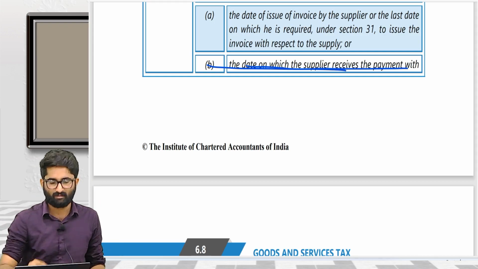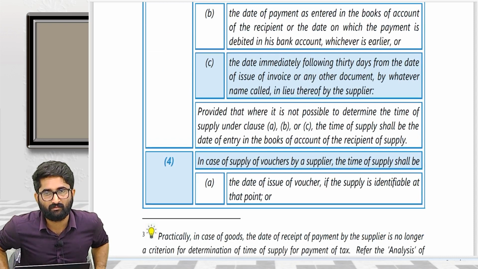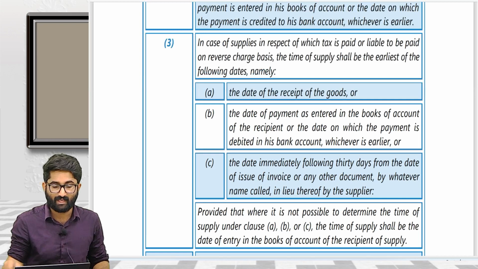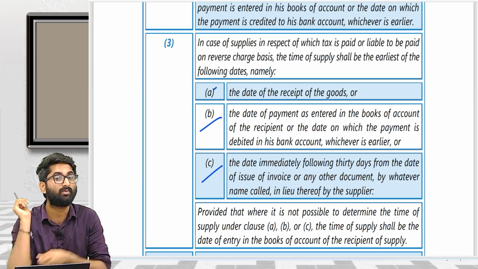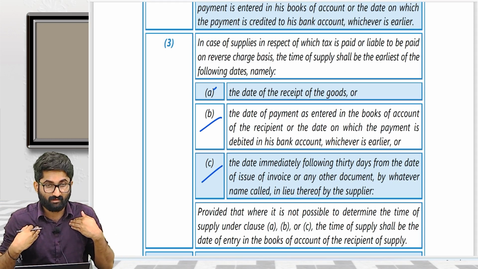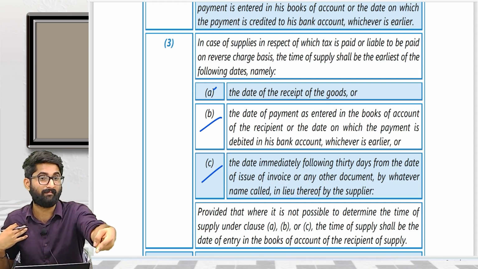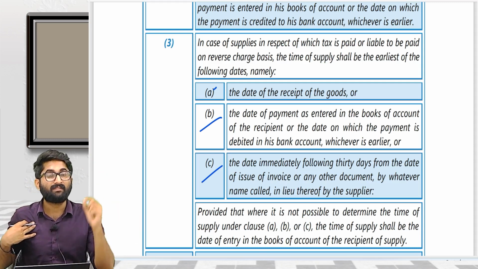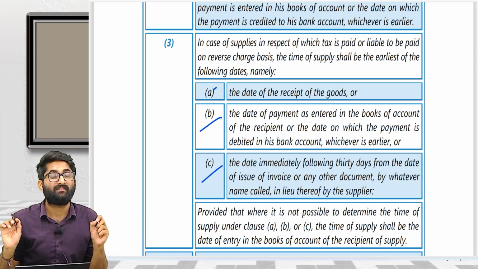But provided, one more point here, where it is not possible to determine as per A, B, C, then date of entry in the books of accounts of the recipient. Who is recipient? Me, myself. See, if I have purchased the goods, then the date of receipt of the goods by me, or date of payment done by me, or date of debit in the bank account by me, or 31st day from the date of invoice which I have received, whichever is earlier.